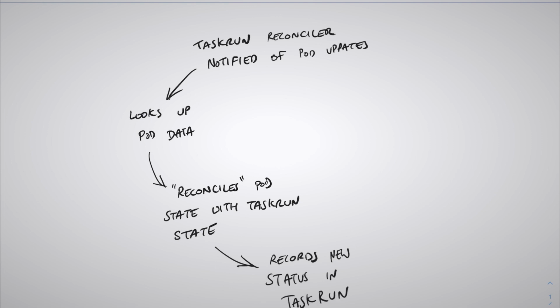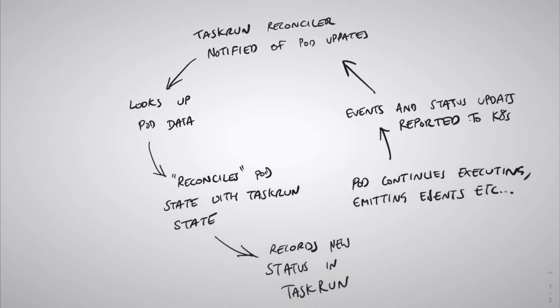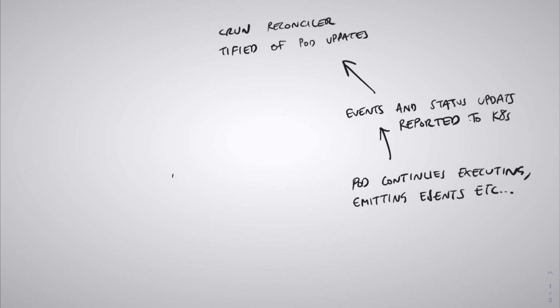Now, of course, the pod is continuing to execute, and therefore it's going to continue to emit new events and new state changes, and so the cycle repeats again. When those updates happen, they're reported to Kubernetes and ultimately to the TaskRun Reconciler, until we reach a point of equilibrium where the pod has completed, and so the task run is in a successful or possibly a failed state.